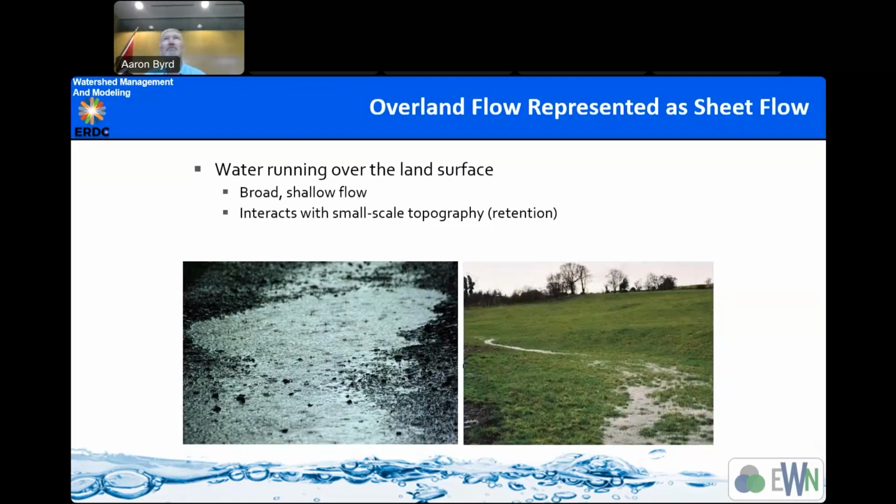You can think of what it looks like when a big thunderstorm runs across a parking lot. It's just perfectly uniform, centimeter deep flow running across the parking lot, getting your shoes wet. It does interact with small scale topography, and you can represent that, like on the right, where it's not exactly flat and there are some areas that trap water. You can put in a retention depth, and that'll hold an amount of water until the water gets up above it, and then the water flows out of it.